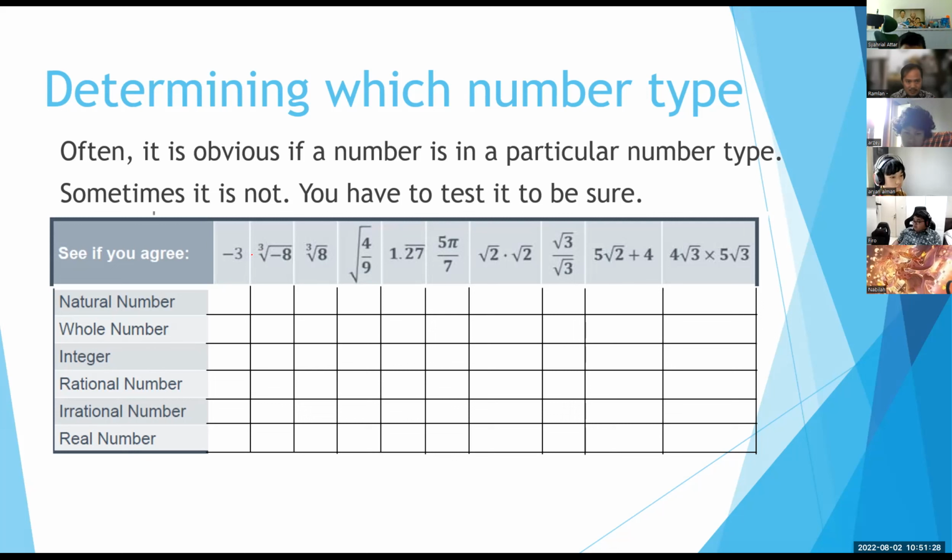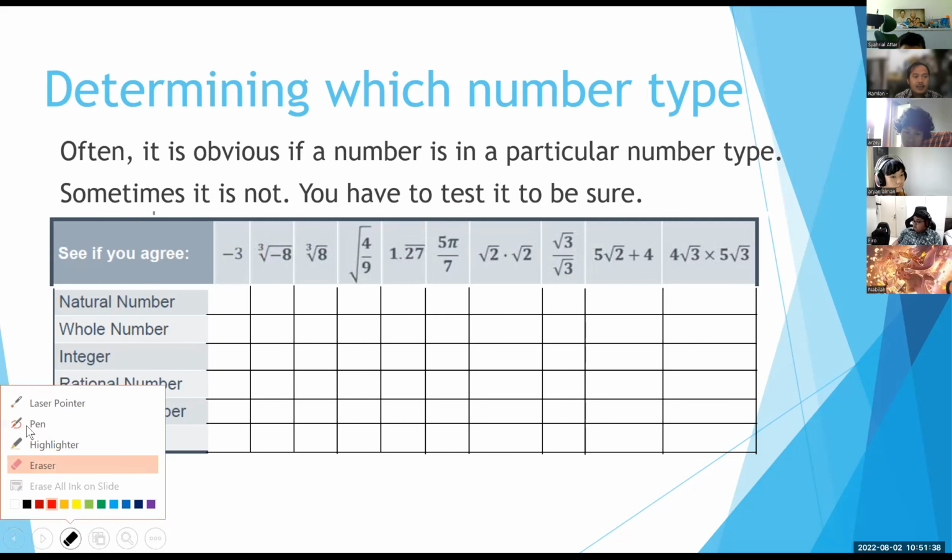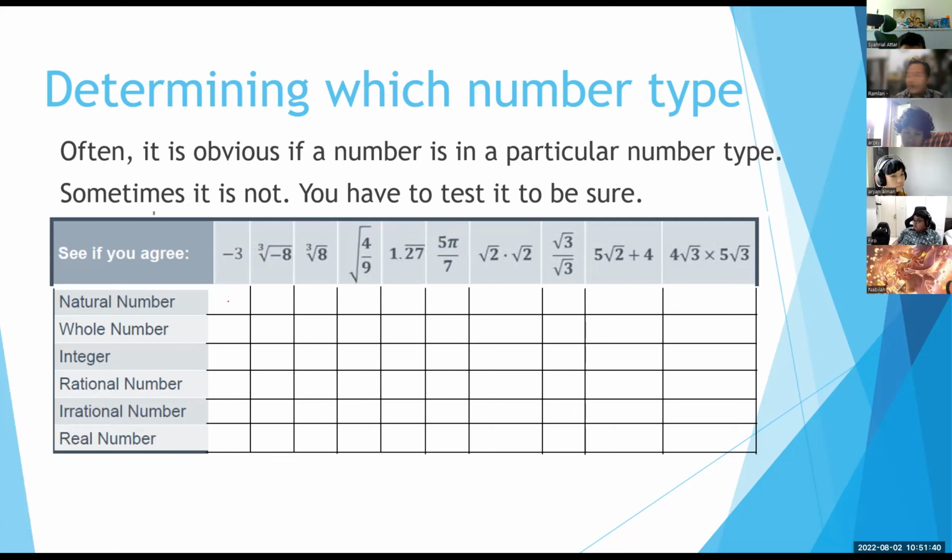As you can see, on the top we have a lot of numbers. I would like you to determine which types of number they are included in. For example, -3. Is it included in natural numbers? Yes or no, guys? No. Is it a number taught when you were little? Natural numbers start from 1, like 1, 2, 3, 4. So -3 is not a natural number.